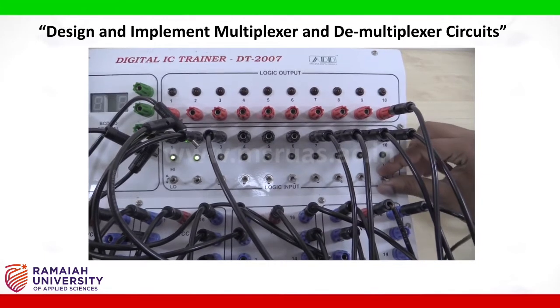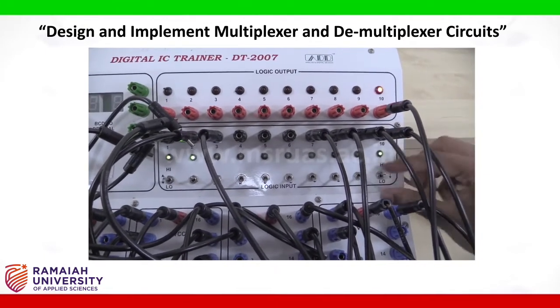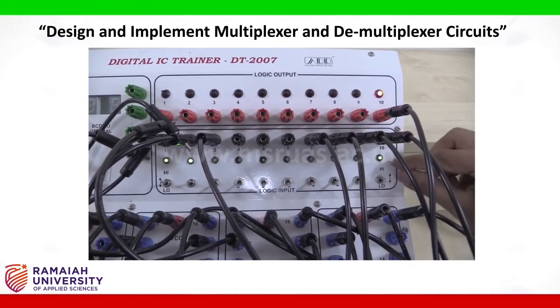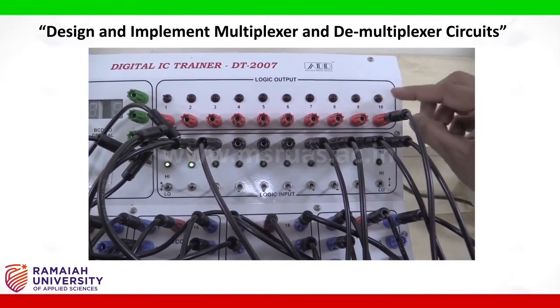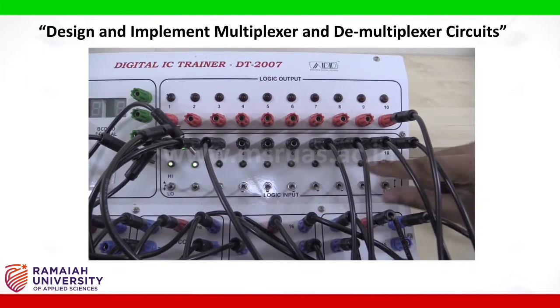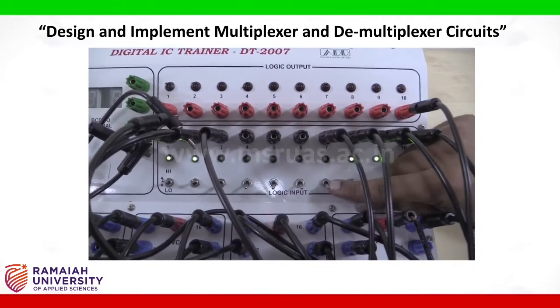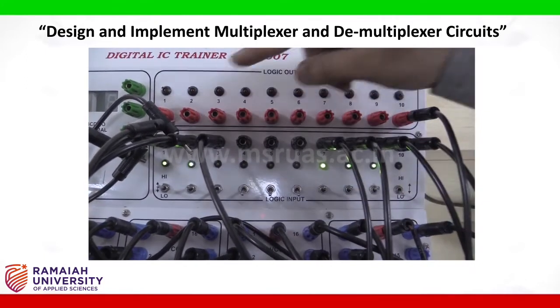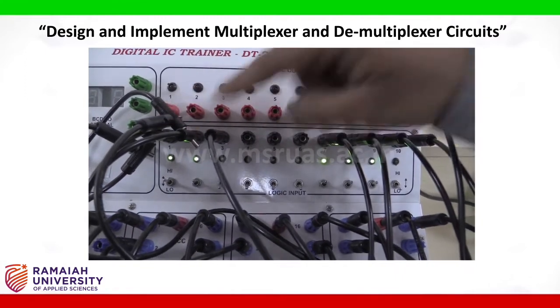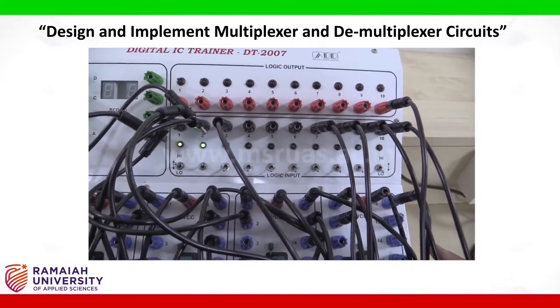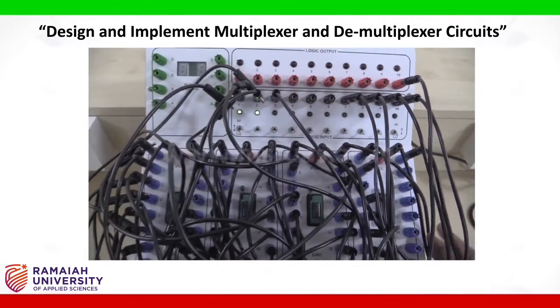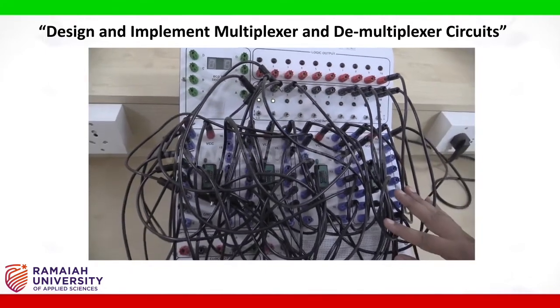If I make the fourth input as a logic high, the fourth input will get select, and any other inputs will not get select even if you make them high when the input selection lines are 1, 1. So now this verifies the 4:1 multiplexer using NAND gates. So this completes the experiment.